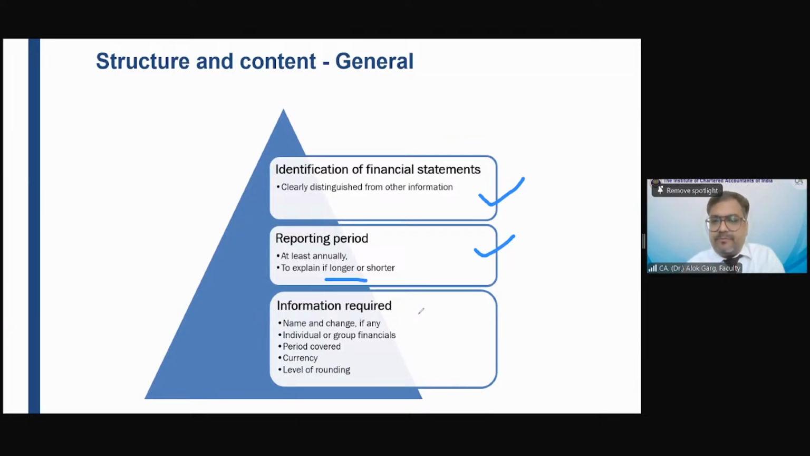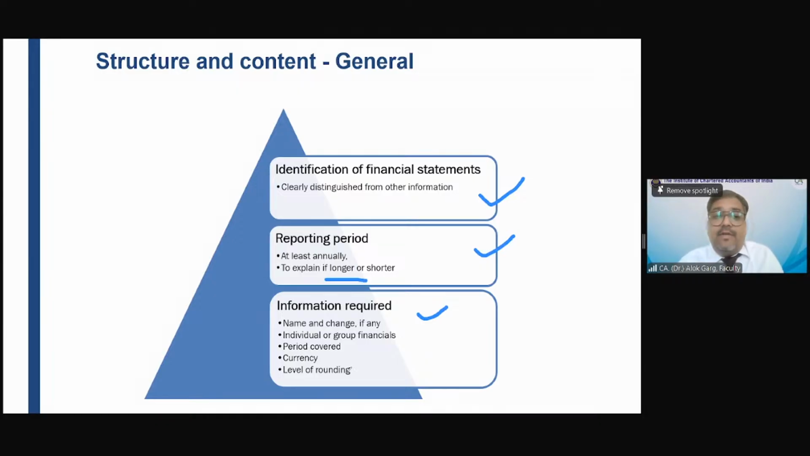Information required: name and change of the name. So the name of the company is required on the financial statement. For example, Reliance Industries Limited, Adani Enterprises Limited, TCS Limited, Tata Steel Limited, Tata Motors Limited. And if there is a change in the name, it is also required to be presented in the financial statement. For example, if you see the annual report of Indus Towers Limited, they write Indus Towers Limited, formerly known as Bharti Infratel Limited. Okay. So this is what they are writing. Individual or group financials, whether it is a standalone financial statement or a consolidated financial statement, is also required to be disclosed.